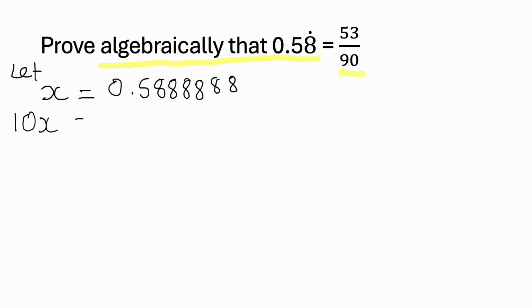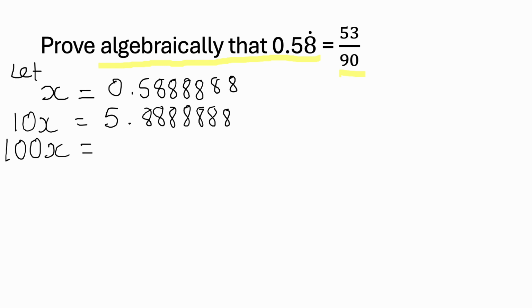10x would then be 5.888888. But does that match? No. So let's work out what 100x is going to be, which is going to be 58.888888. Essentially all I've done is move the decimal place once to the right each time. So we can see that the 10x and the 100x match.